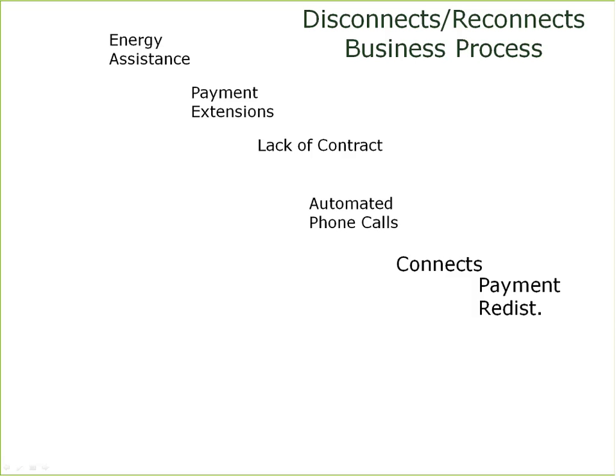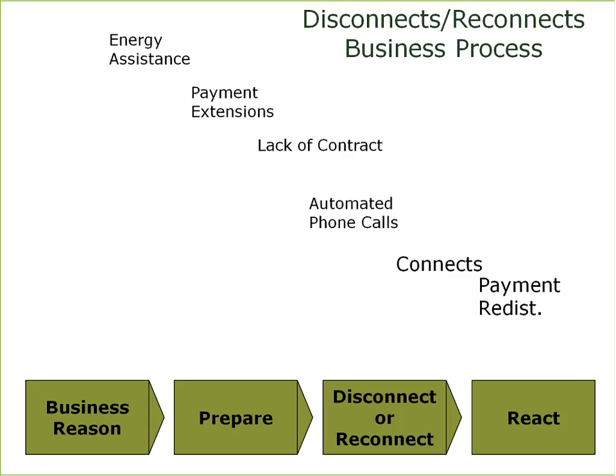But in order to disconnect and reconnect people, the overall overview is that there has to be a business reason to connect or disconnect. You have to prepare to do the disconnection and reconnection. You actually have to do the transaction, and then there's going to be some kind of response. Either their power's going to get shut off and they're going to have it turned back on, or they're going to call up and want to make some kind of arrangement to have their power turned back on, or the new tenant's going to move in.